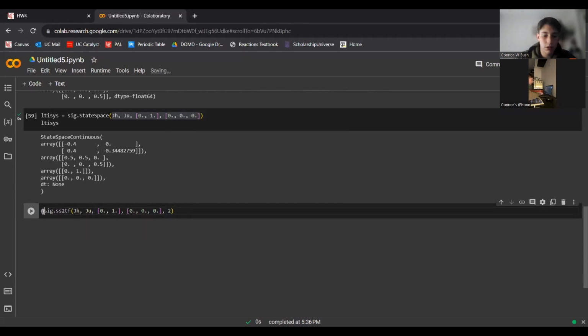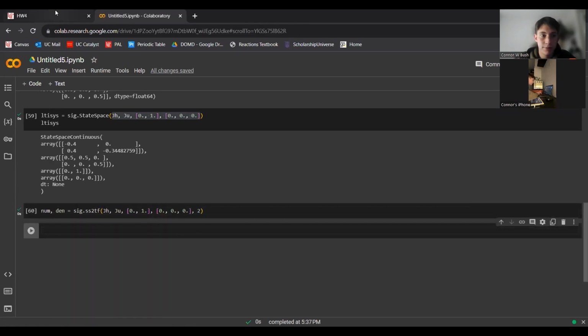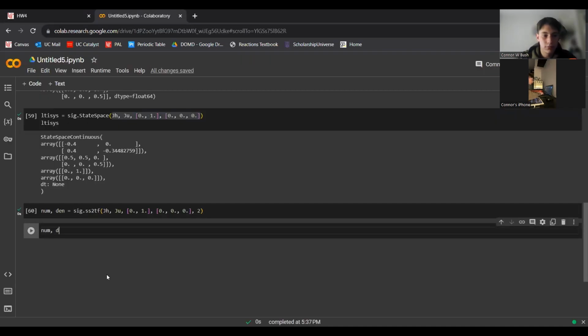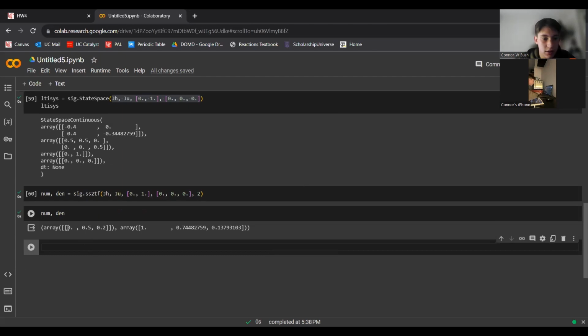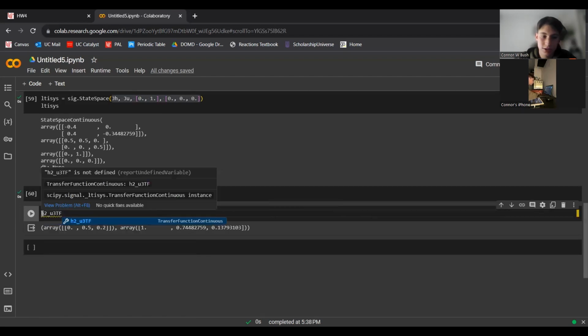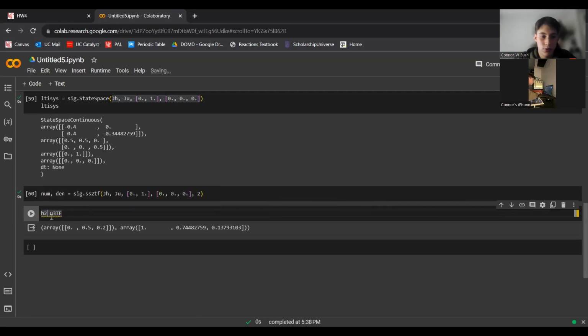So we can split that up into just this. We have 2 different variables to represent that. And then we can see that this is the numerator for the transfer function, and then this is the denominator. So to get this all wrapped up into one, we can make this. Just for nomenclature reasons, H2, U3. So these are with respect to each other, and then this is the transfer function.